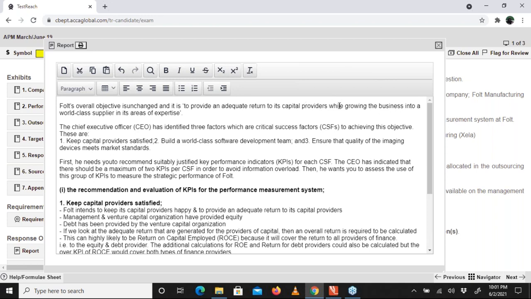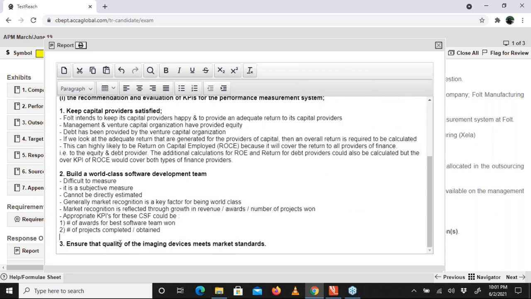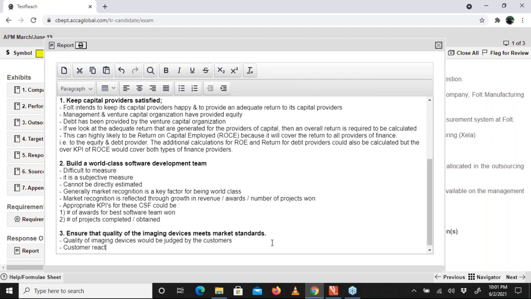So let's try to see what is there in the business. To provide an adequate return to its capital providers while growing the business into a world-class supplier in its area of expertise. Ensure that the quality of the imaging devices meets the market. So the quality of imaging devices would be judged by the customers. The customer reactions, suggestions and referrals would be a suggestive measure for the quality of the devices.